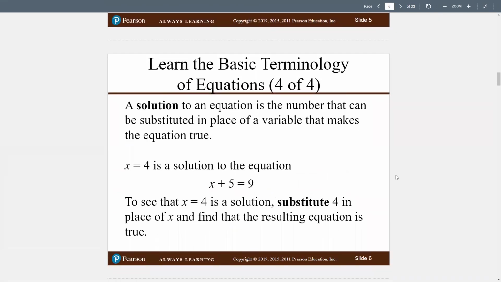Solutions are obviously answers to equations. And then you always want to check. In order to check, you have to get your solution and then plug it back in. If you don't get a true statement, then you've messed up somewhere.